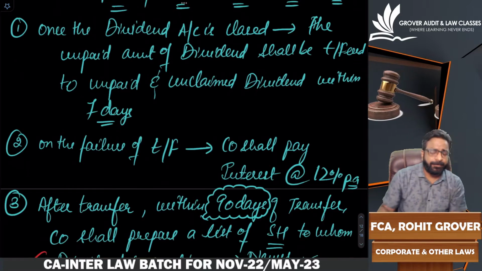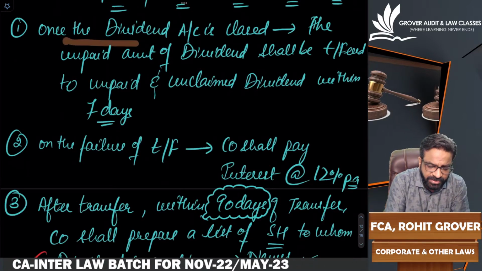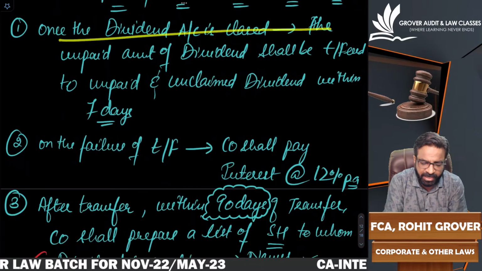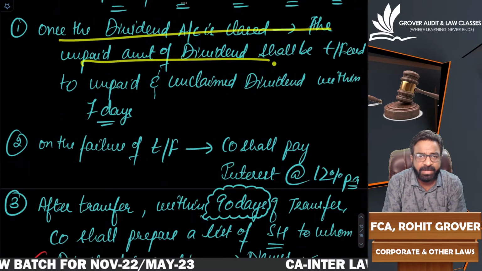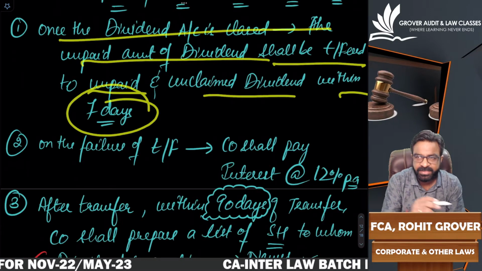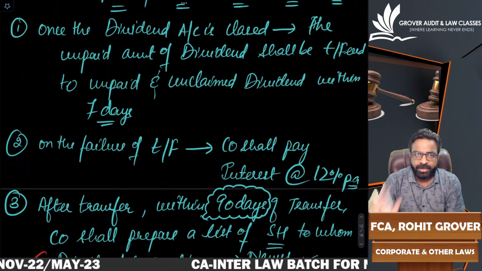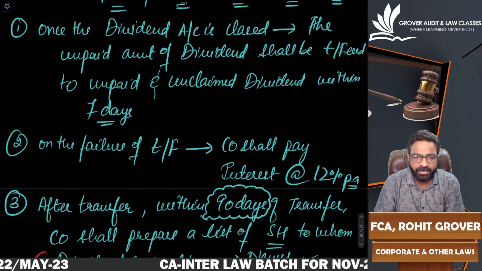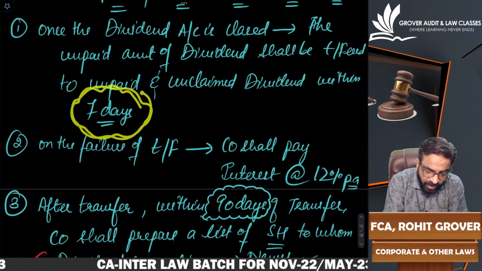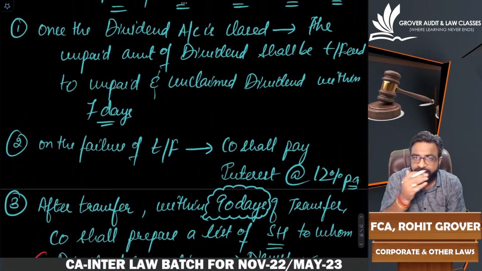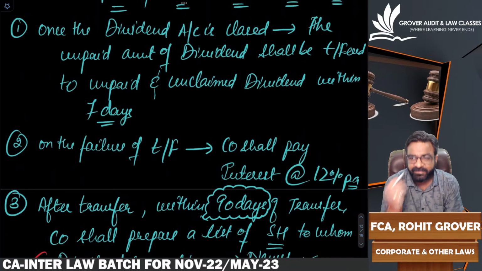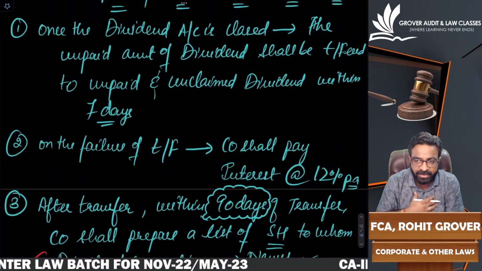What is written there? Once the dividend account is closed, the unpaid amount of the dividend and unclaimed amount of the dividend shall be transferred to unpaid and unclaimed dividend account within how many days? 7 days. I already told you that. Right? Now, listen. How many days does the law say we must transfer within? 7 days. Suppose I forgot or I took more than 7 days. Am I violating the law?